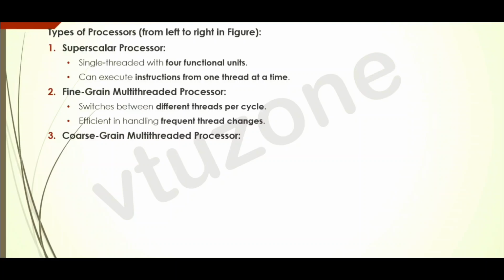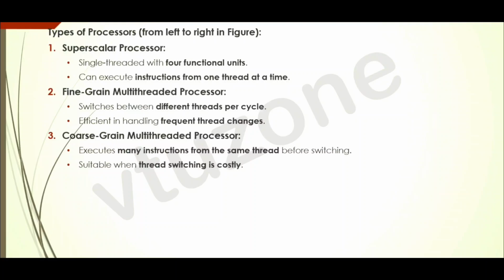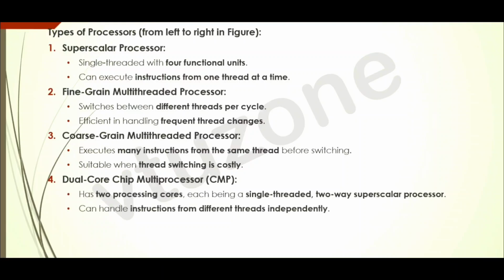Then the third one is the coarse-grained multi-threaded processor. See, it works on one thread for a long time before switching. It is suitable when switching threads is time consuming. This next is the dual core chip multiprocessor. See, it has 2 processing cores, each able to handle tasks independently, and it is good at running 2 different tasks at once.